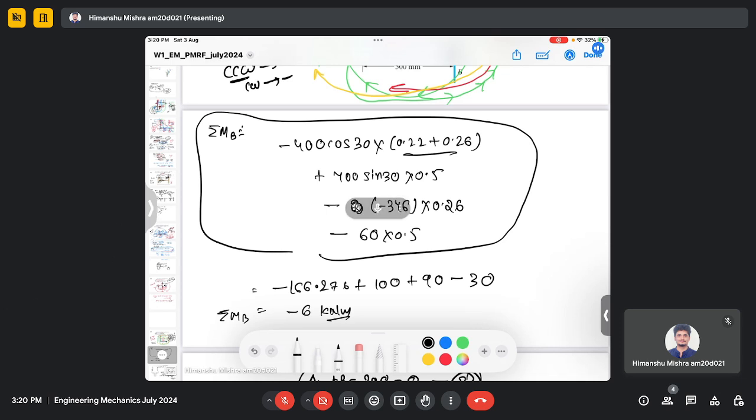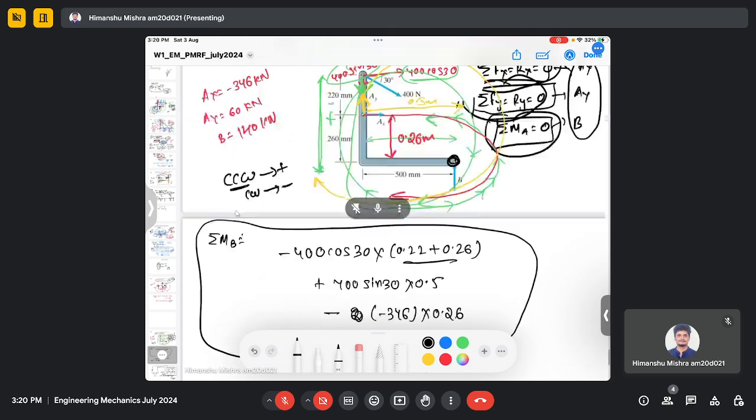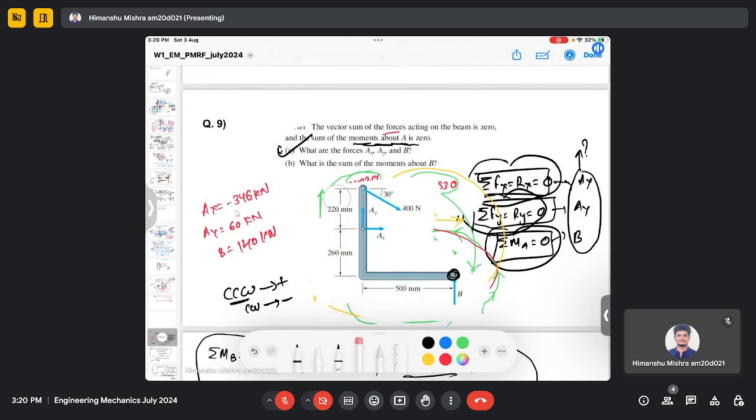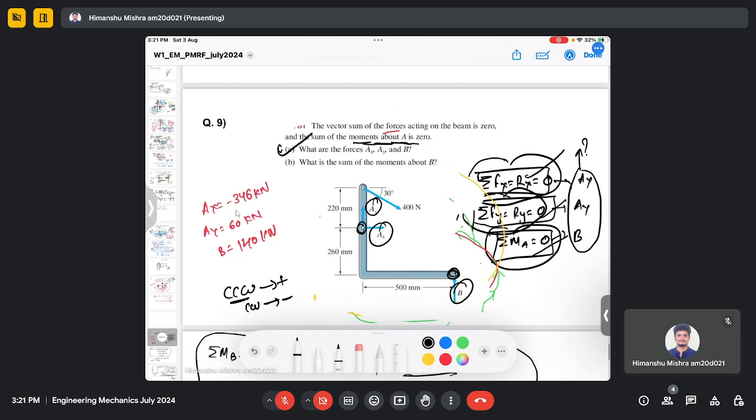So just to recap here, we have been given a figure, and we have been given three conditions: the resultant forces in the x and y direction are zero, and the moment about point A is also zero. We need to find the forces Ax, Ay, and B.